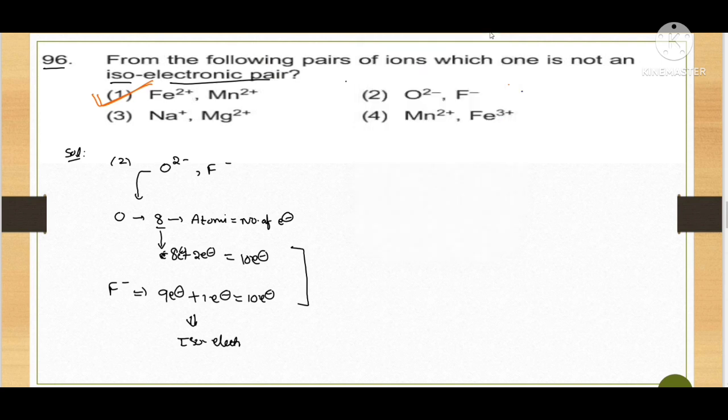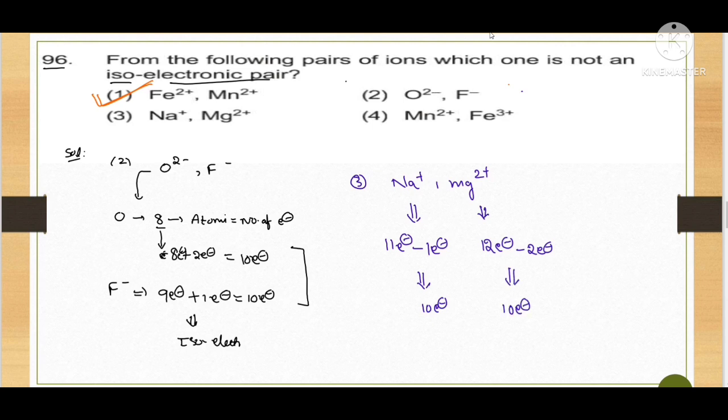Now let us verify option 3. Here Na+ and Mg2+. Sodium's atomic number is 11. That means it has 11 electrons. Here the positive charge means subtraction of 1 electron, so it becomes 10 electrons. We know that magnesium's atomic number is 12, so it has 12 electrons. Here 2+ means subtraction of 2 electrons. 12 minus 2 becomes 10 electrons. In this case also they have the same number of electrons. That's why it obeys the isoelectronic pair.